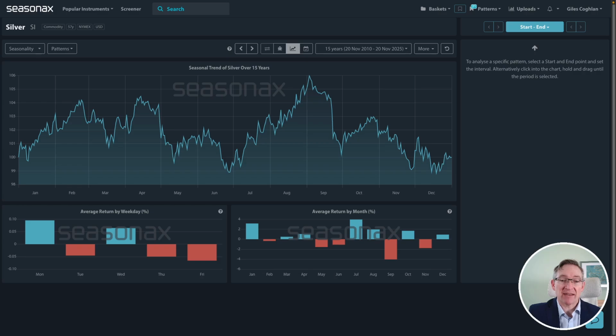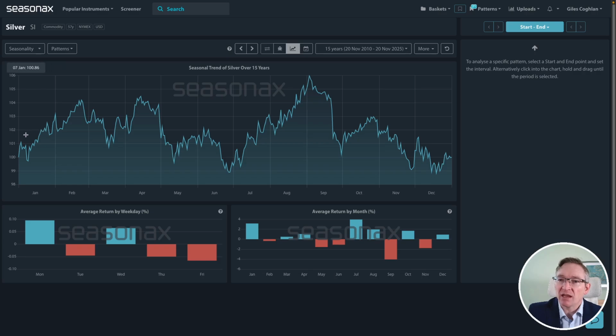Now that you understand that, let's look at the actual seasonal window and what it means for traders. First of all, let's look at the average return by weekday. We can see here that Monday tends to be the strongest day of the week for silver. We can also quickly see that July, August and January are the strongest months of the year.